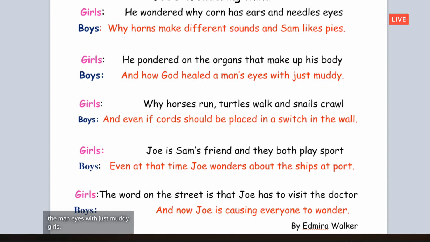Girls, it's your turn once more. Why horses run, turtles walk, and snails crawl. Boys, you're doing well, boys. And even if cords should be placed in a switch in the wall. Girls again. Joe is Sam's friend and they both play sport. Good reading, girls. And boys, even at that time, Joe wonders about the ships at port.